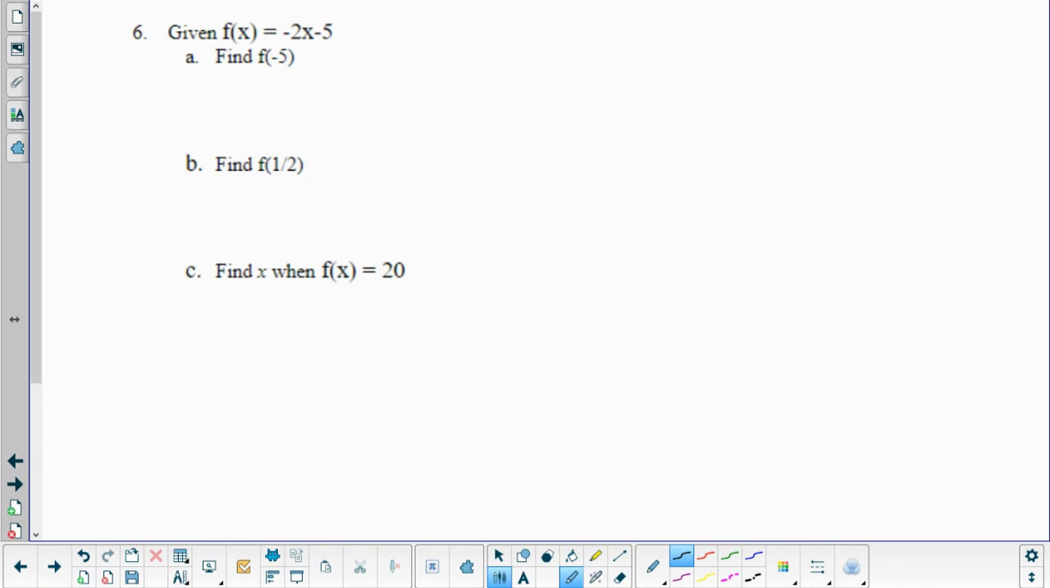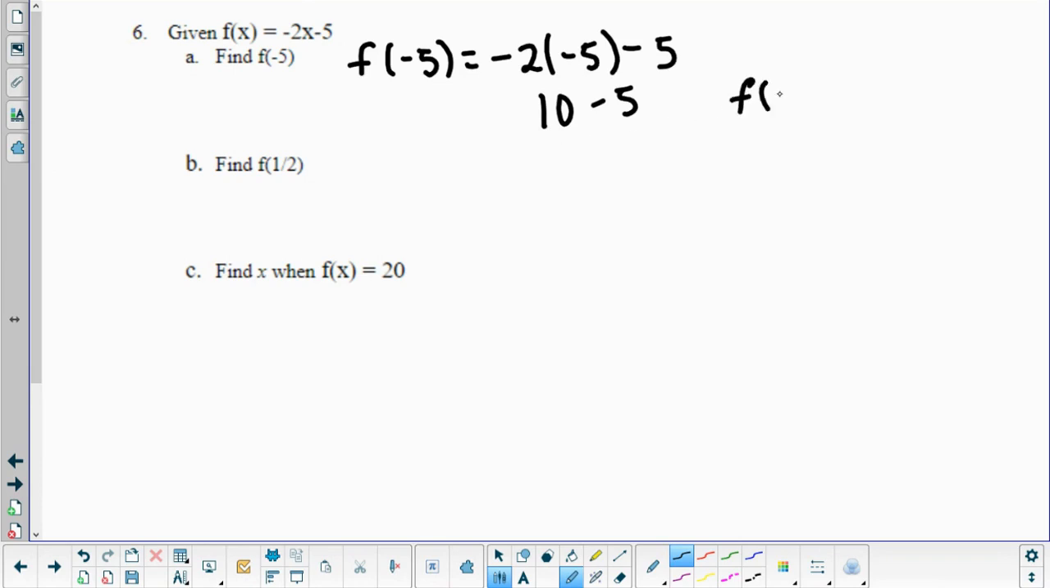Okay, these ones are evaluating functions. So for these ones, you should be substituting whatever the given value is in for x. So in this one, find f of negative 5. We're going to take our function and replace the x's with negative 5. All right, according to order of operations, I have to multiply before I can subtract. So negative 2 times negative 5 gives me a positive 10. Minus 5. So my f of negative 5 would really equal 5.